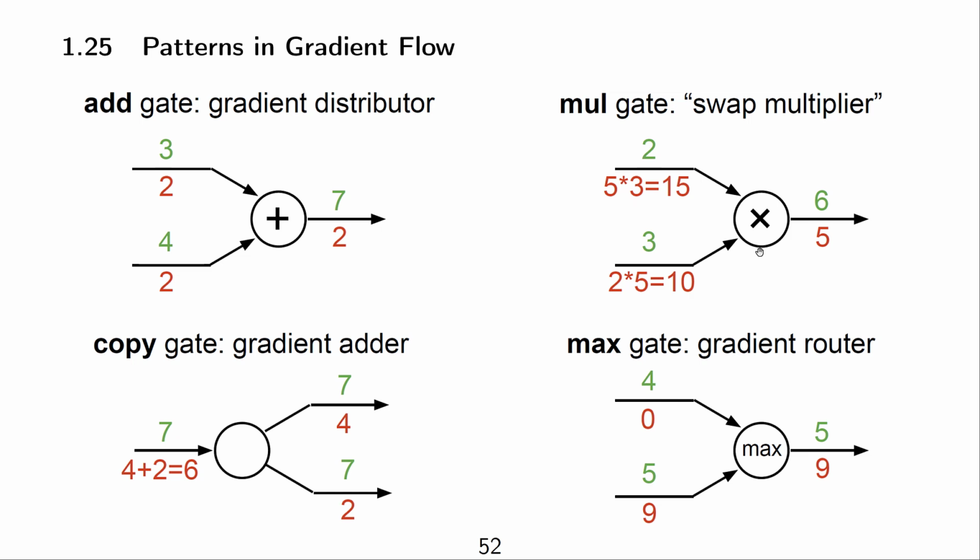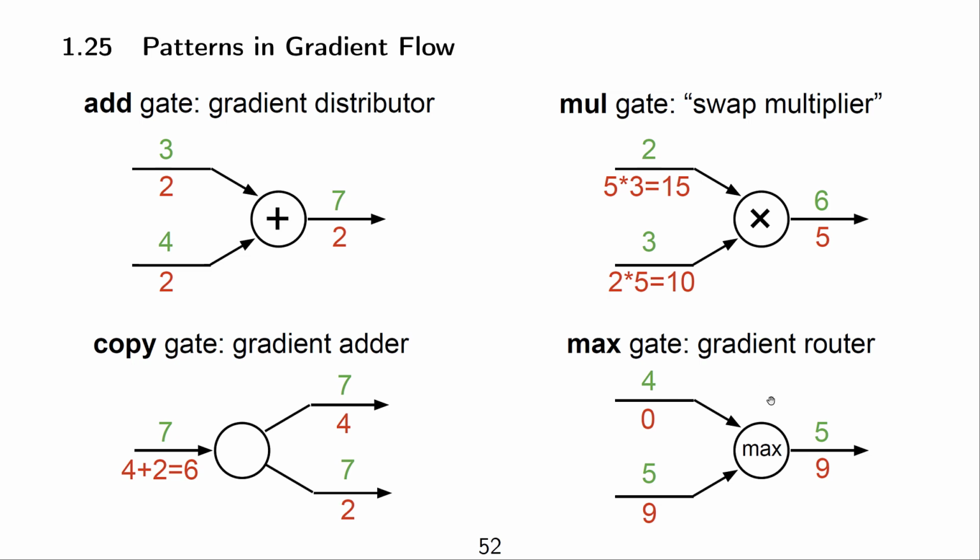Now, this is the multiplication node. And for the multiplication, we noted that we'll take this upstream gradient and multiply it with the input on the other edge. So if we are interested in the downstream gradient on this edge, we compute 5 times 3. Conversely, if we're interested in this, we compute 2 times 5. So this is something like a swap multiplier, where we'll always multiply with the green value on the other edge and the upstream gradient.